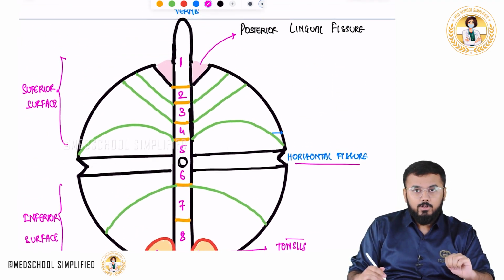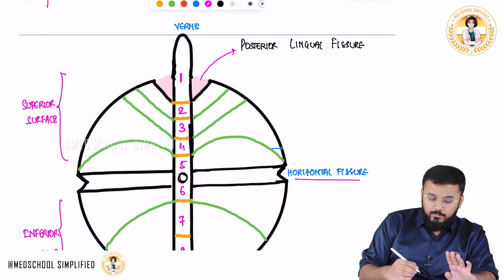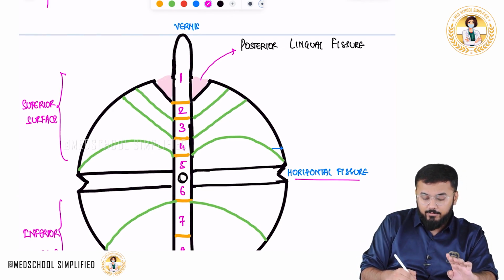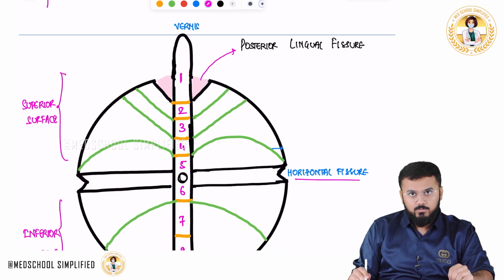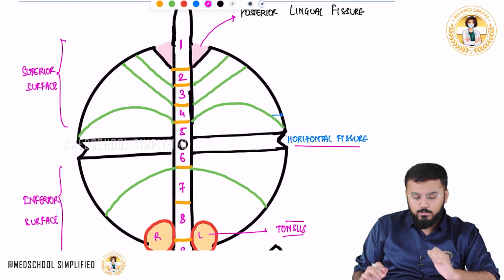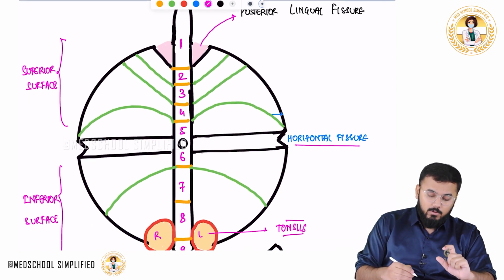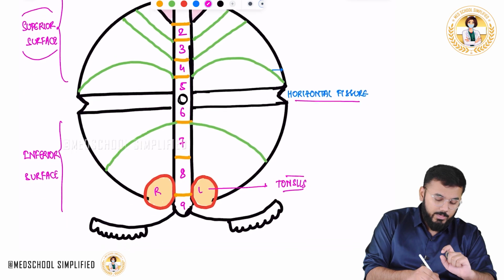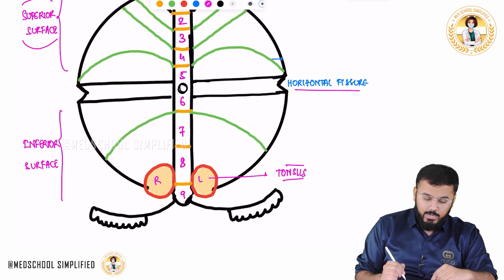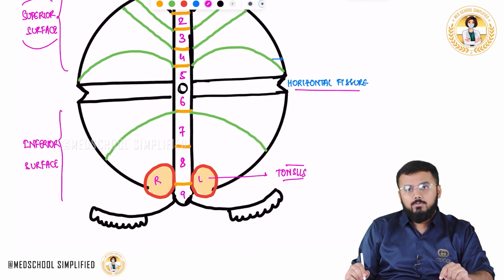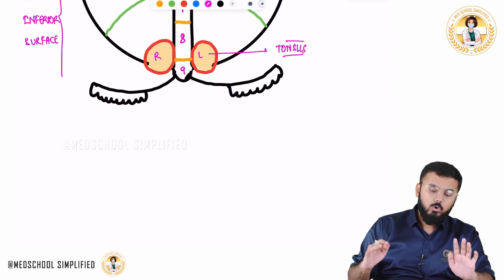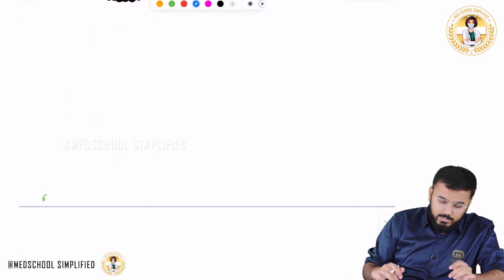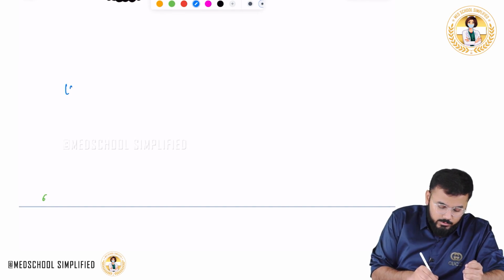Now, after that, what will we do? First of all, we will name each and every lobule of the vermis, and after that we will come to the cerebellar hemispheres. So, how many lobules of the vermis do we have? We have 1, 2, 3, 4, 5 on the superior surface and 6, 7, 8, 9 on the inferior surface. So, how many on the superior and how many on the inferior? On the superior we have 5 and 4 on the inferior surface. So, let us write down what the different lobules are.